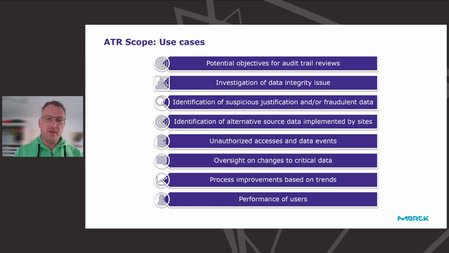Then identification of alternative data sources implemented by sites. Then, of course, unauthorized accesses and data events. So you can look at who should have access to the data, intrusion, and so on. Then you also have oversight on changes to critical data, so you can possibly focus on critical data, on the main data. One really good use case is also process improvements based on trends. So you can look at the data and see trends. And the last one I listed is performance of users. For example, you can look at how long it took for a user after creation of the account to log in, how often the user logs in, etc.